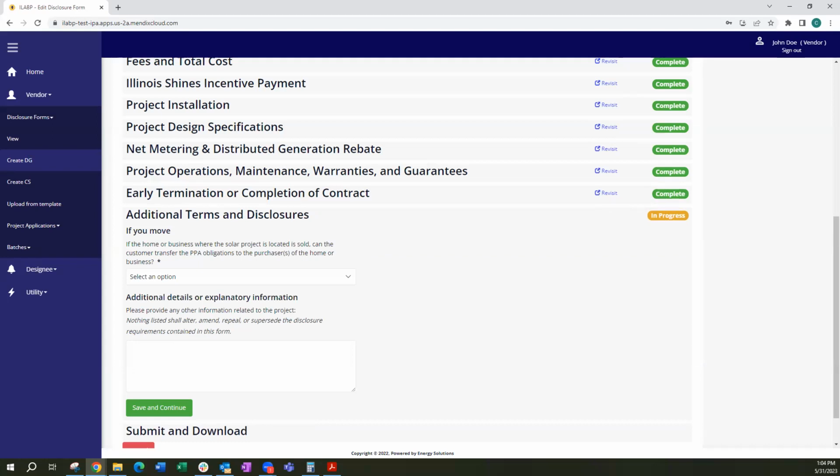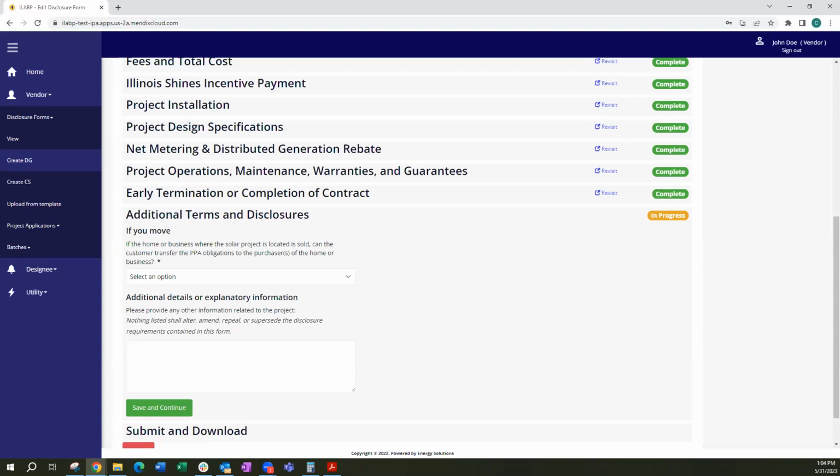Section 11, additional terms and disclosures. This section addresses additional terms and disclosures as well as providing information on a potential transfer of the power purchase agreement if the home or business where the solar project is located is sold. If a transfer is allowed, you will be required to complete the requirements for transferring PPA obligations field.